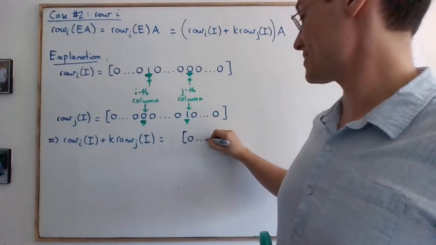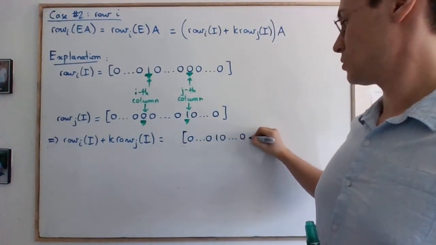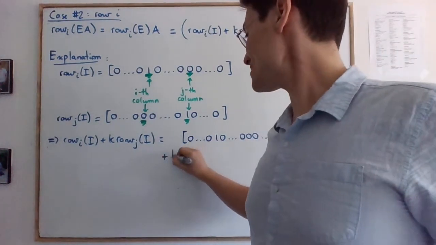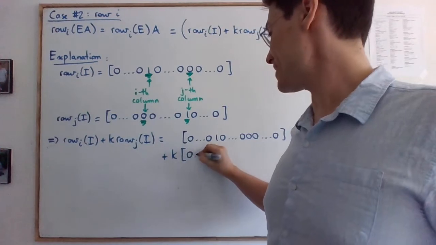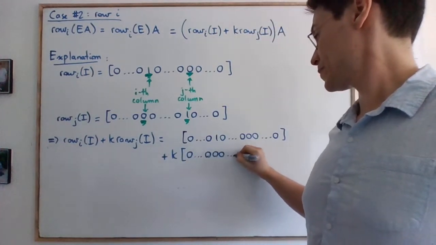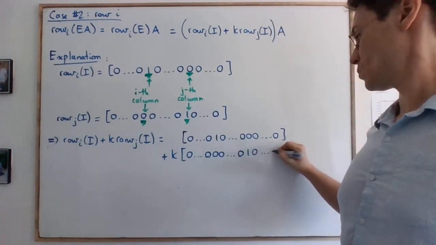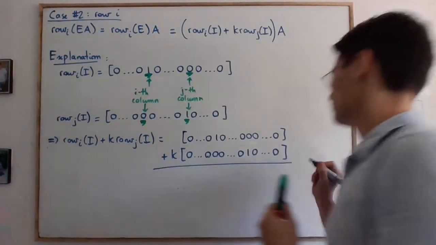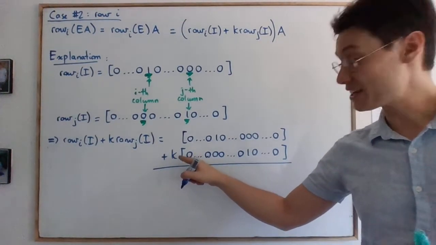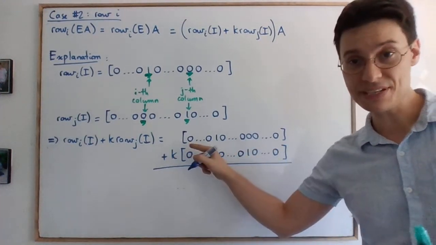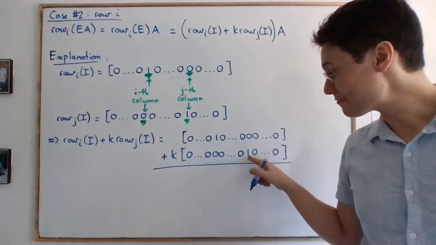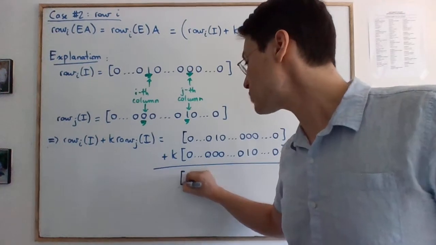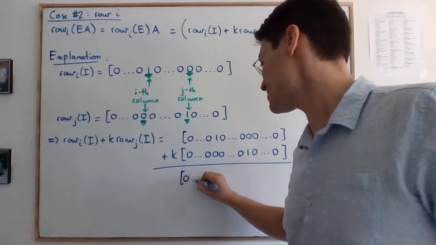So we have this, plus k multiplied by this. Now keep in mind, the k will multiply all of the entries, but they're all 0 except for that one entry. So that entry is going to get multiplied by k. So as we combine the result, we're going to have this.